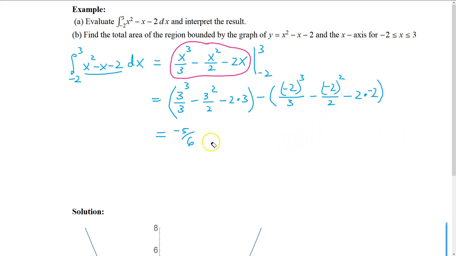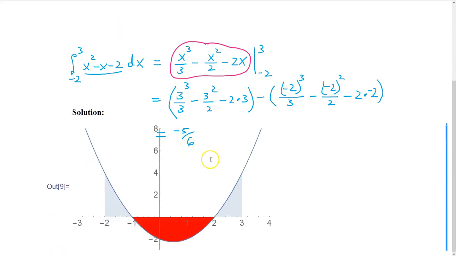Now let's take a look graphically at what this quantity -5/6 represents. Notice we have a negative number here. So let's see what's happening with our graph. Well, we have the graph down here. So this answer was -5/6. Let's just put that off to the side here. Looking at it graphically down here, notice we have -2 right here on the x-axis, up to 3. This is the graph of x squared minus x minus 2.